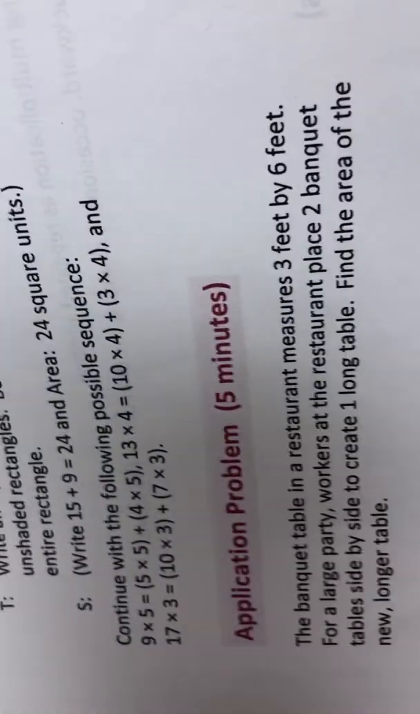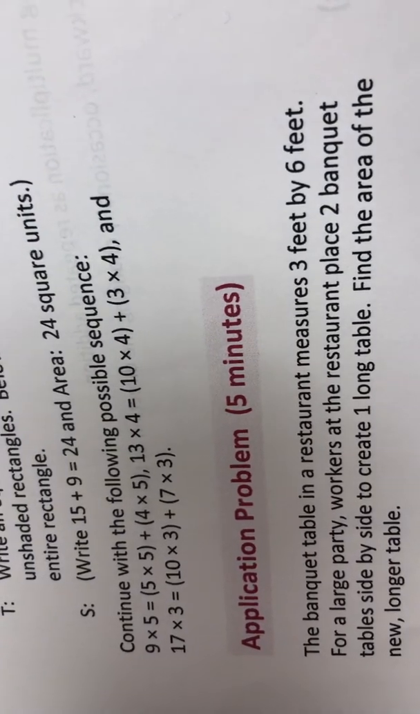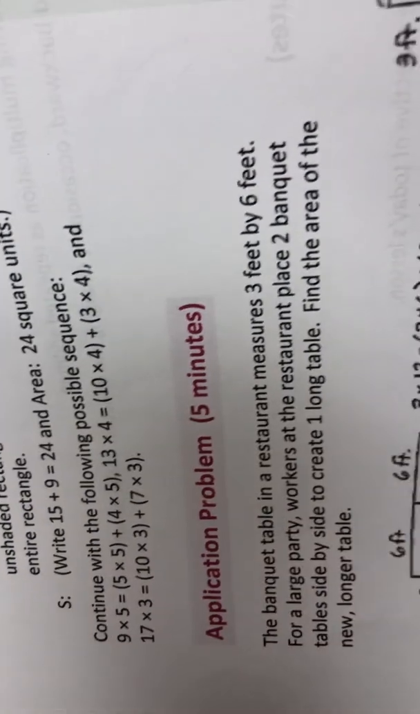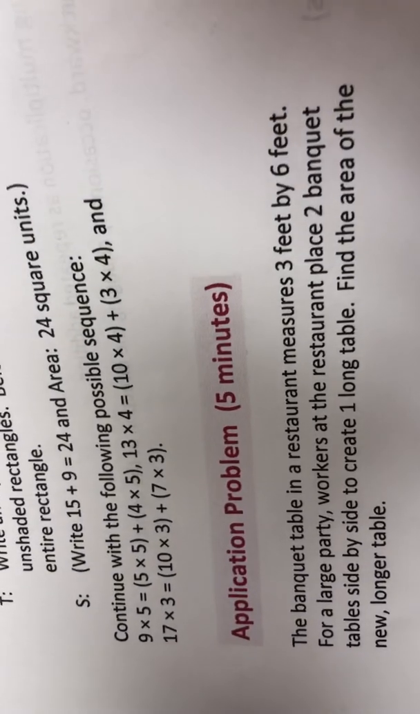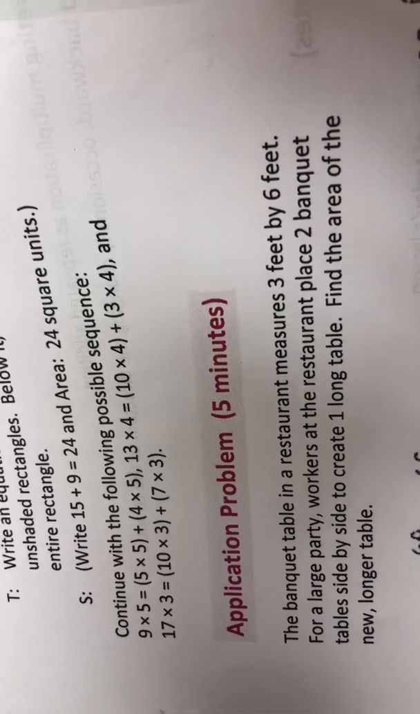The banquet table in a restaurant measures 3 feet by 6 feet. I'm going to show it to you here. For a large party, workers at the restaurant place 2 banquet tables side by side to create 1 long table. Find the area of the new longer table. You're going to work this out on your whiteboard, then come back to check your answer and see if you're on the right track.